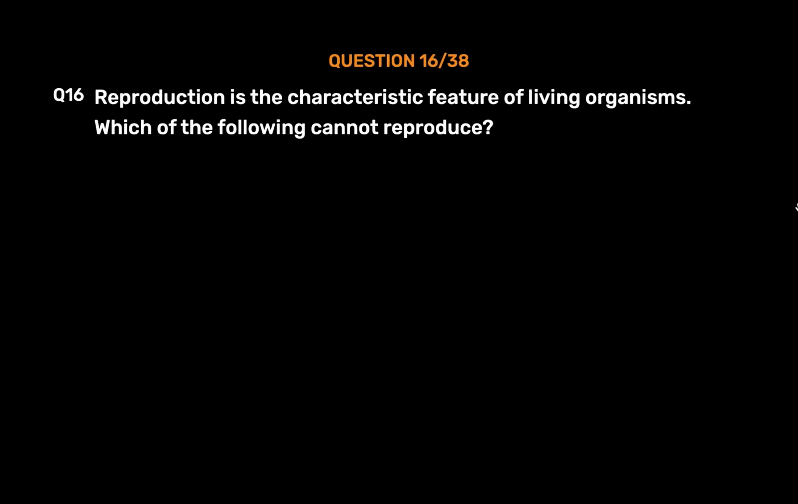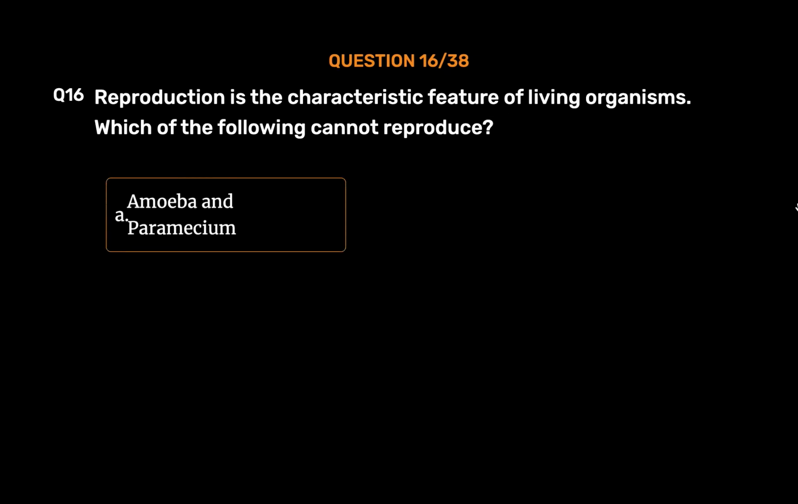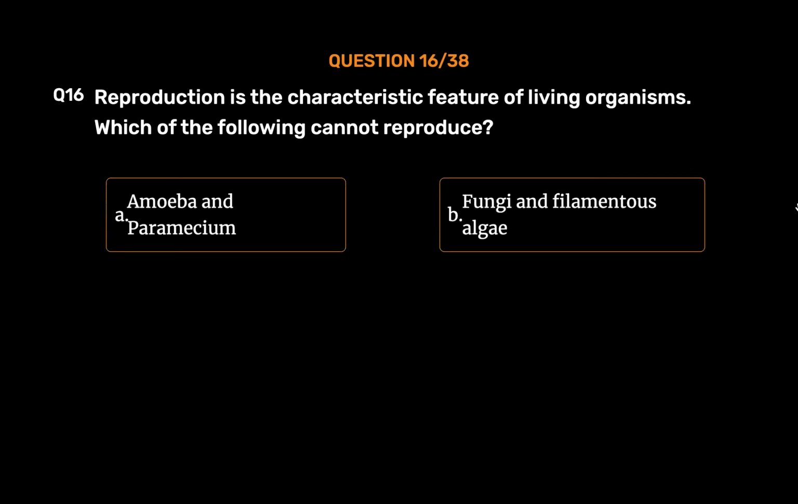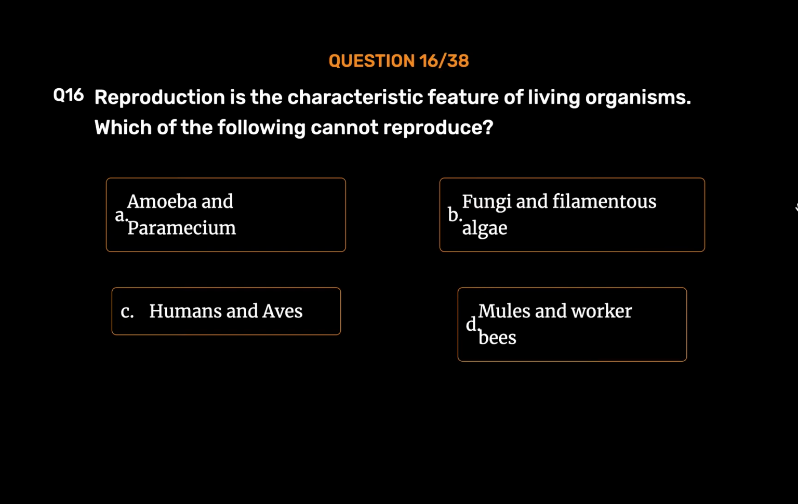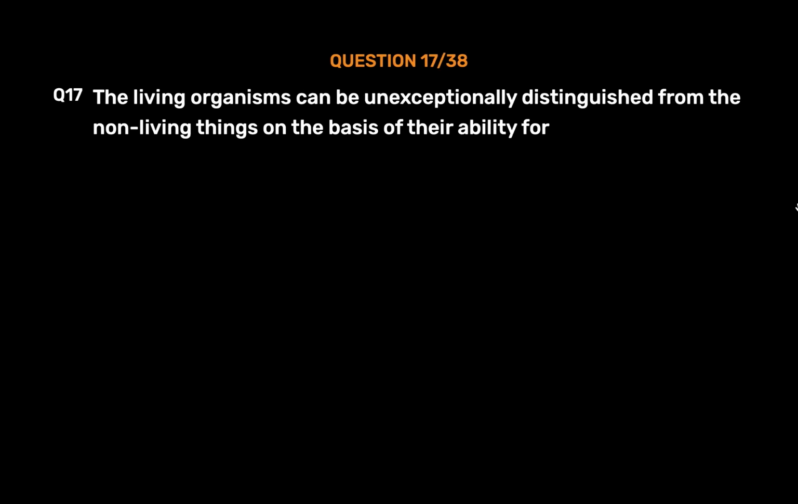Question number 16. Reproduction is the characteristic feature of living organisms. Which of the following cannot reproduce? Option A. Amoeba and paramecium. Option B. Fungi and filamentous algae. Option C. Humans and aves. Option D. Mules and worker bees. The correct answer is Option D. Mules and worker bees.